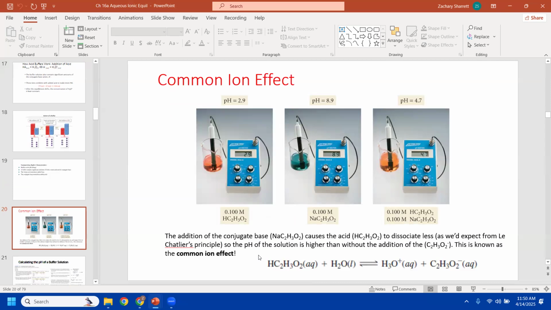Like I said, when we have 0.1 molar acetic acid just in water, the pH is 2.9. With 0.1 molar base, it's 8.9. When we mix the two, it goes somewhere in between. We will calculate how to do that on Wednesday.